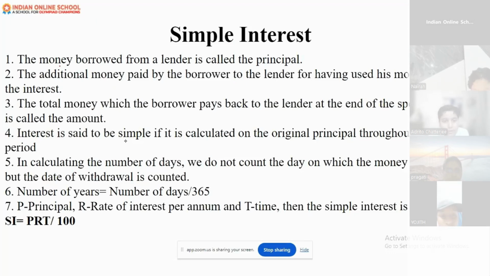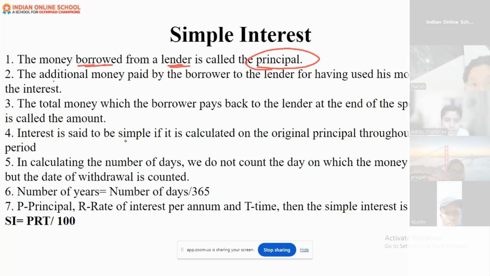The money borrowed from a lender is called the principal. Yes, the money borrowed from the lender, that is principal. I have already discussed that principal. Yes, everyone? Okay, next, second.